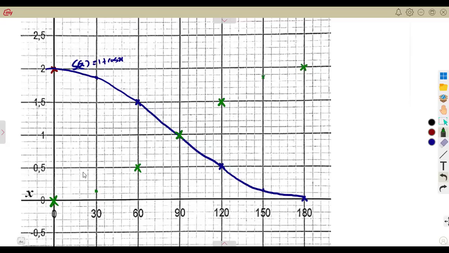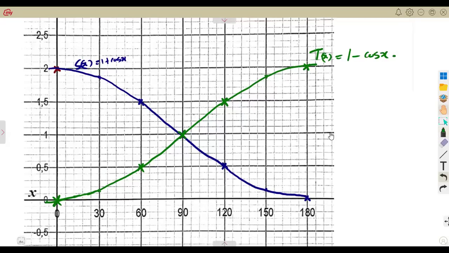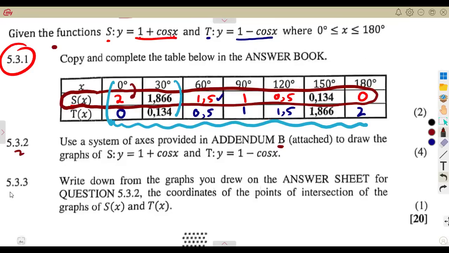So as we can see, we are going to have a function drawn passing through these points. All right, so just roughly something of this nature. So this was the function of T(x). Remember our T(x), which was 1 minus the cos of x. So it was just a matter of marking the points and joining the points.